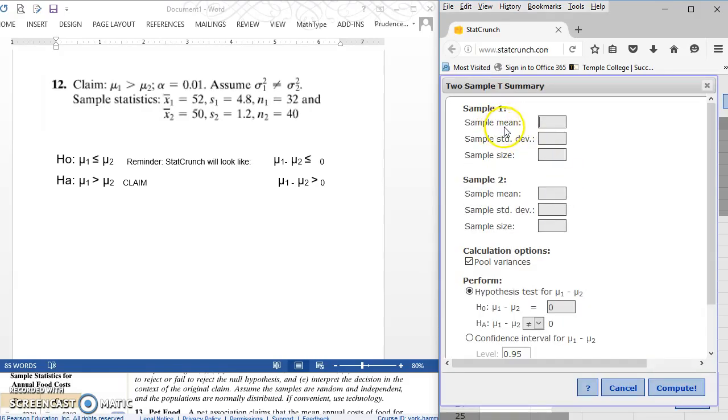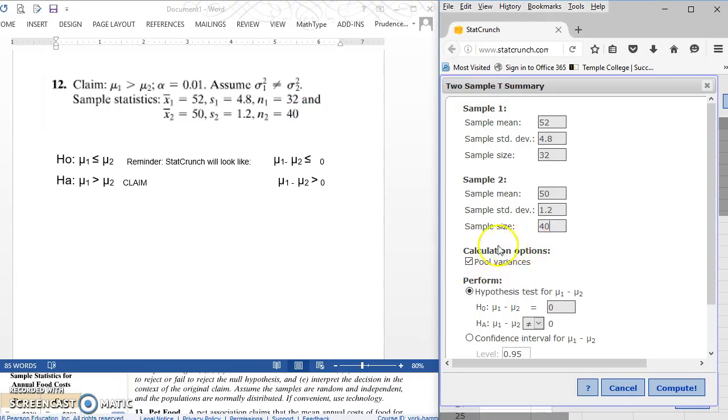Now for sample 1, I need the mean, the sample standard deviation, and the sample size. So I enter 52, 4.8, and 32. Those are the three values for sample 1: mean, sample standard deviation, and sample size. Now for sample 2, the sample mean is 50. The sample standard deviation is 1.2. And the sample size for sample 2 is 40. They gave you n2 equals 40.